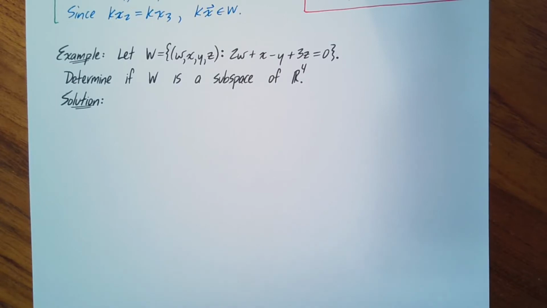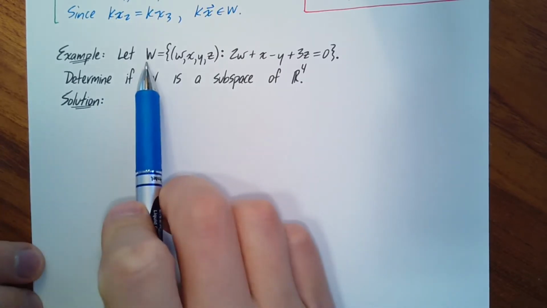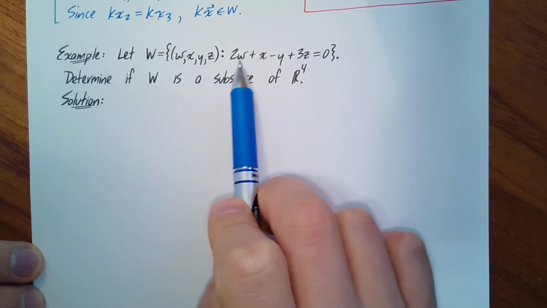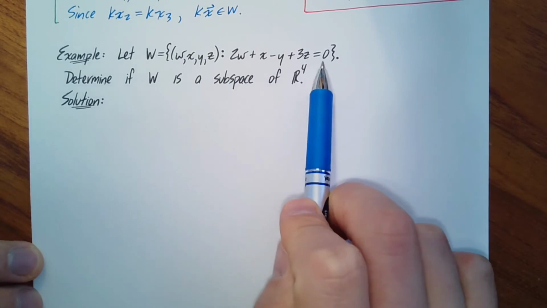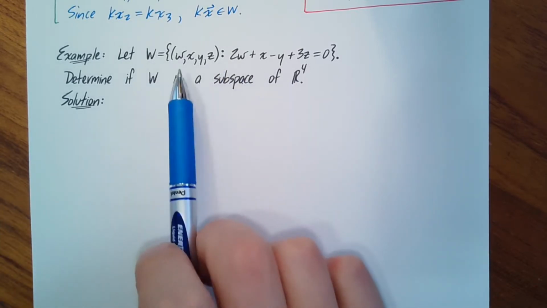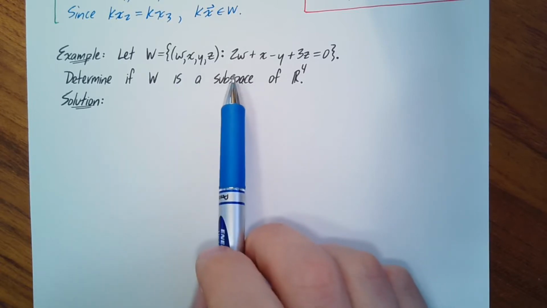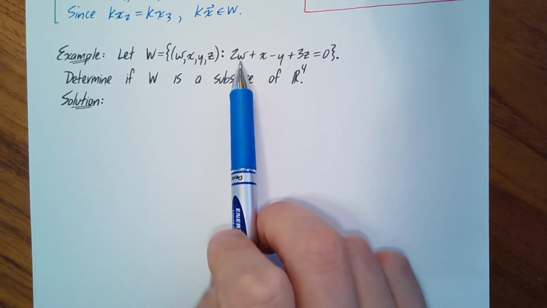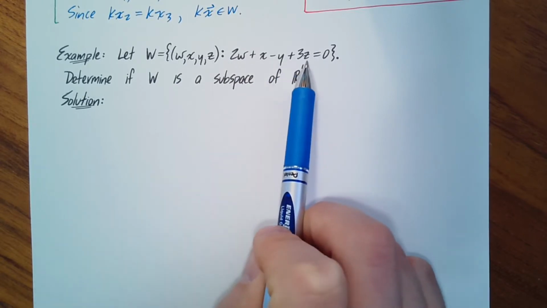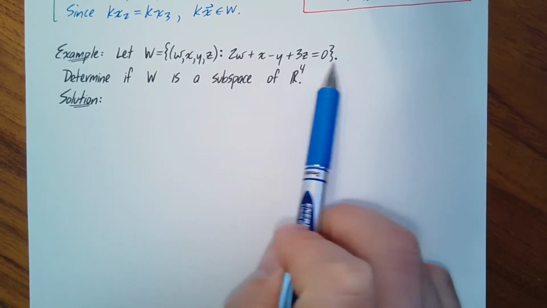we're given a subset of R4, right? We're given a set W, which consists of vectors which have 4 coordinates, which must satisfy this equation. Right, so this one is a little bit more complex. W is the set of all 4-dimensional vectors such that 2 times the first coordinate plus the second coordinate minus the third coordinate plus 3 times the fourth coordinate is equal to 0. That's how you should think about this, right?